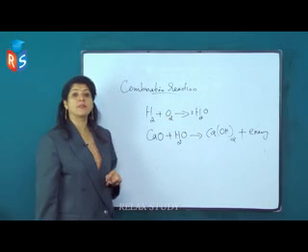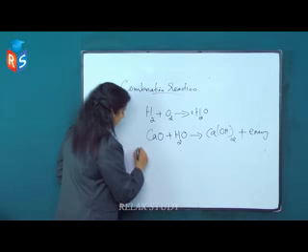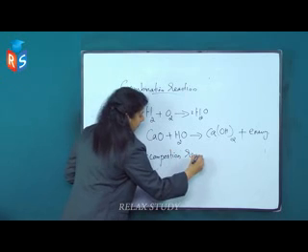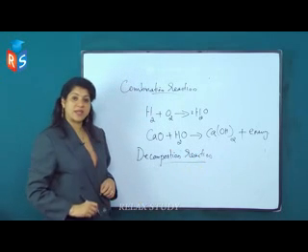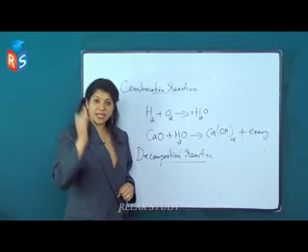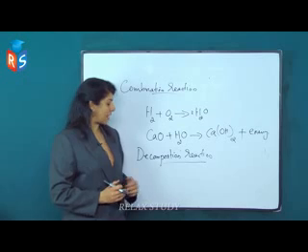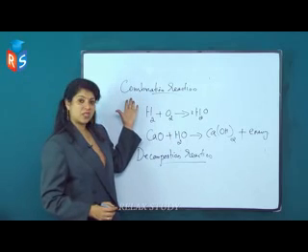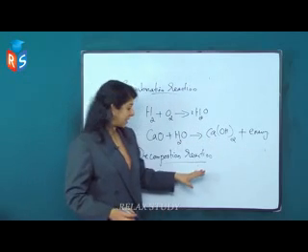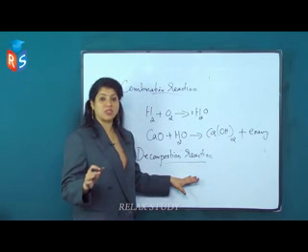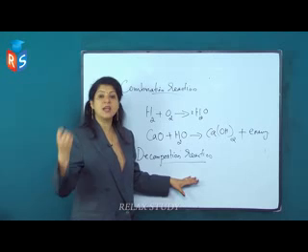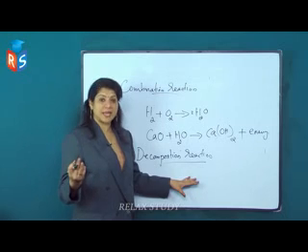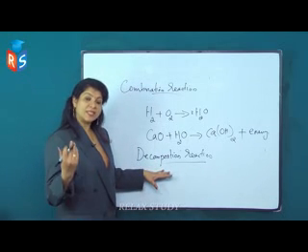Then the second one is decomposition reaction. What do you mean by decomposition reaction? A single reactant decomposed to form two or more products. This type of reaction is called decomposition reaction. In the case of combination reaction, energy gets evolved, but here energy is needed for decomposition reaction. There are different types of decomposition reaction: thermal decomposition reaction, photolysis, photodecomposition reaction, electrolysis, etc. Let us study first thermal decomposition.